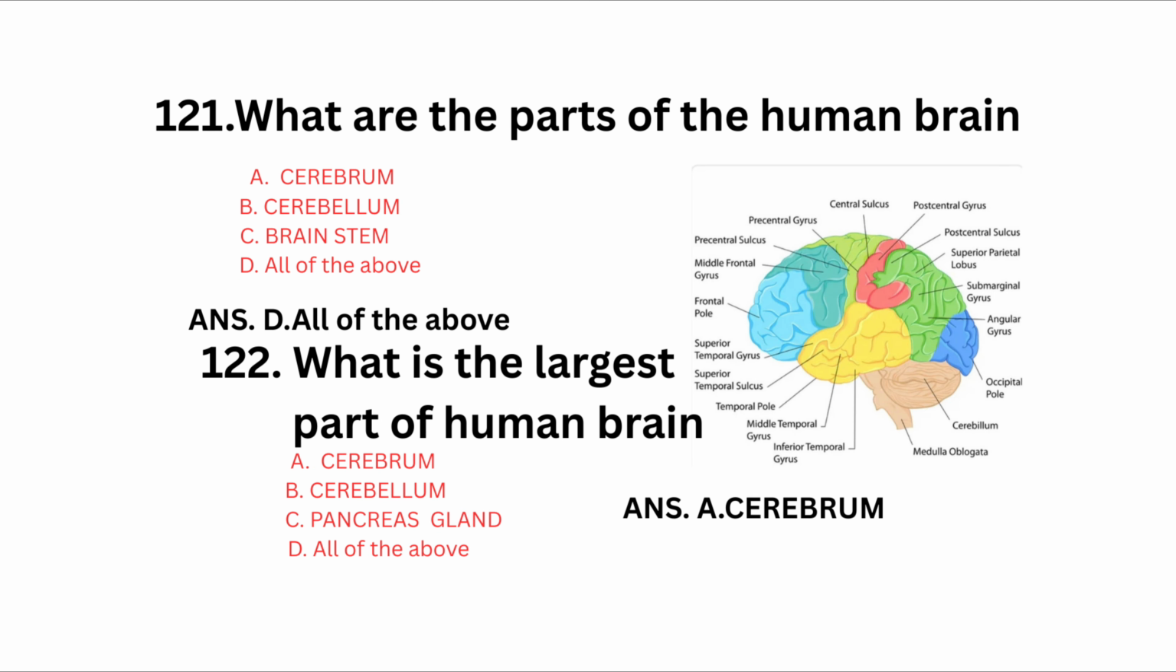121, what are the parts of human brain? A, cerebrum, cerebellum, brainstem, and all of the above. Answer is D, all of the above. 122, what is the largest part of human brain? A, cerebrum. B, cerebellum. C, pancreas gland. D, all of the above. Pancreas is a different thing altogether. Answer is cerebrum. Between cerebrum and cerebellum, amongst the options, it was cerebrum. The cerebrum is the largest part of the human brain.